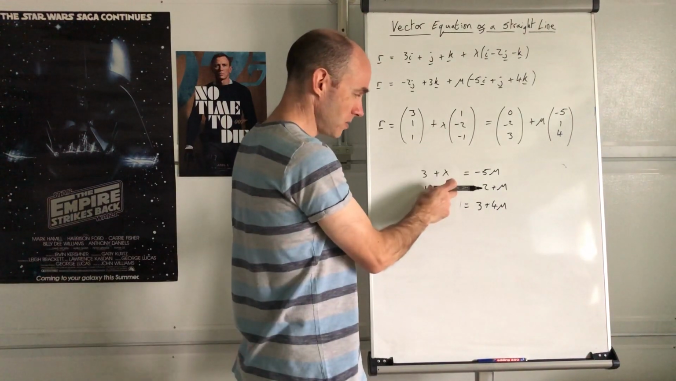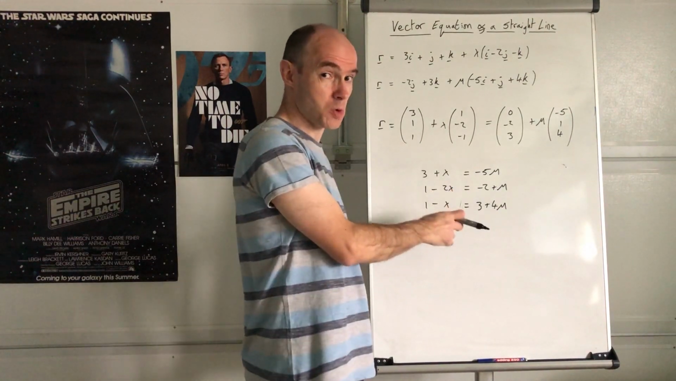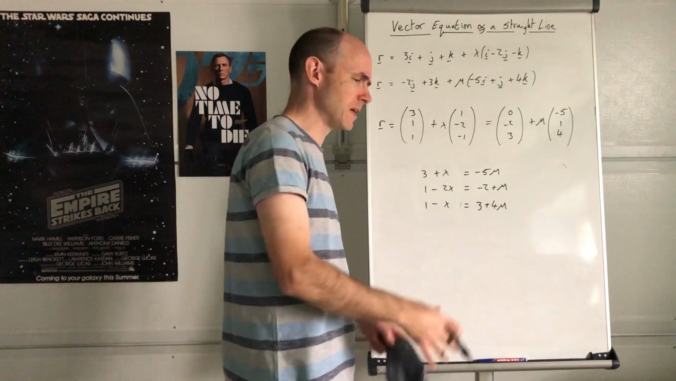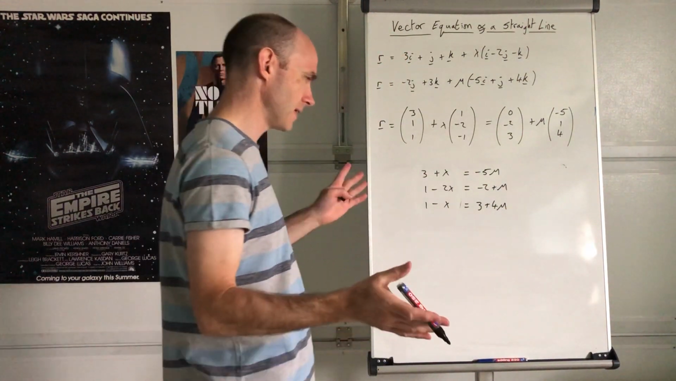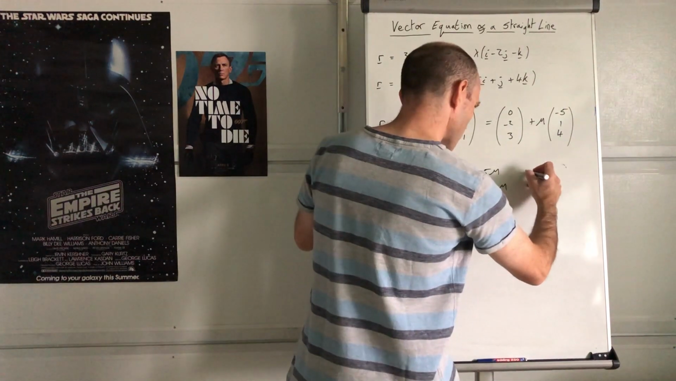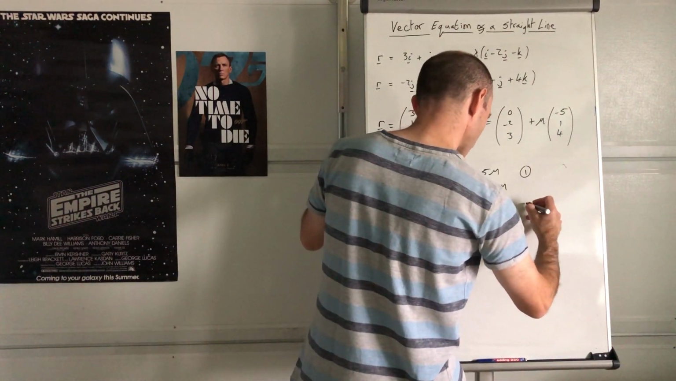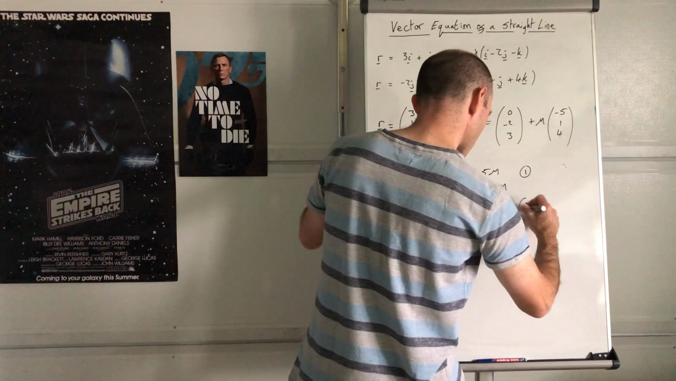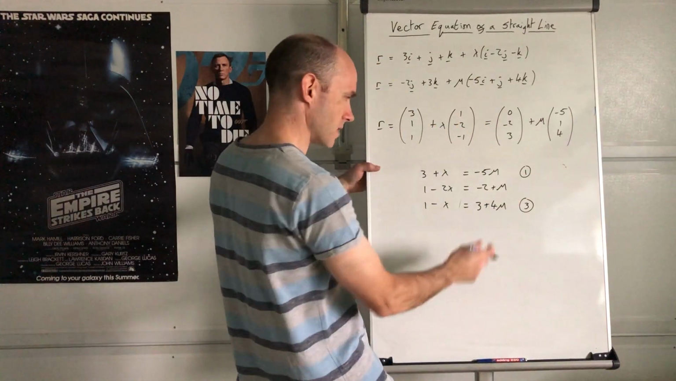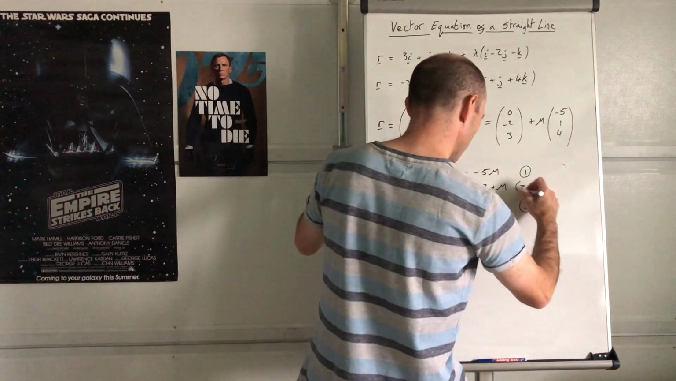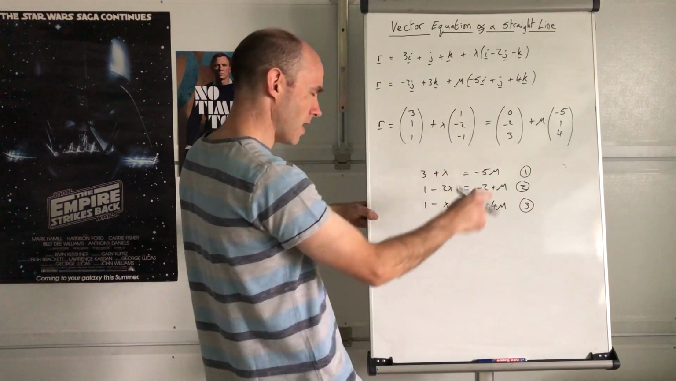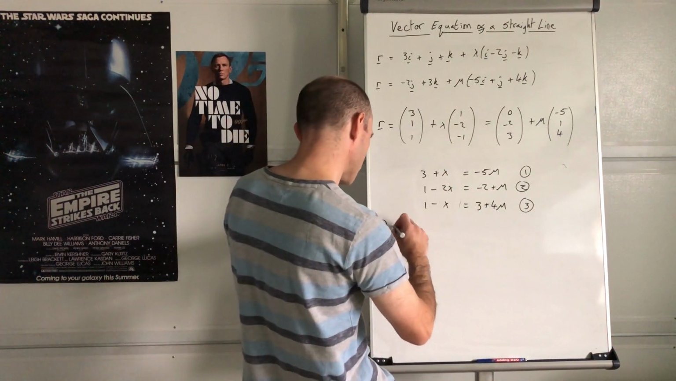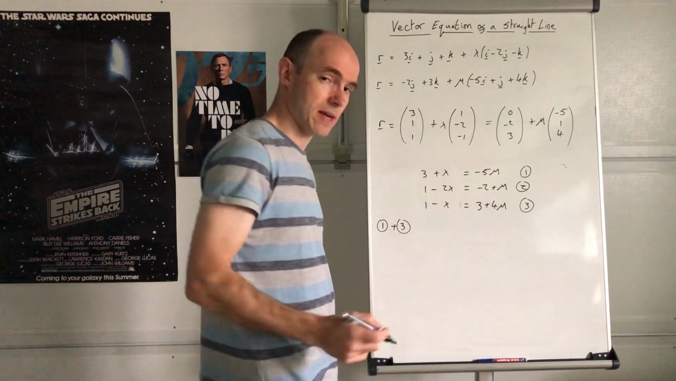You've got 2 unknowns. You only need 2 equations to solve 2 unknowns, don't you? So it's your choice. You choose which 2 equations to use. Okay, I'm going to use that one and that one there. I'm going to number them 1, 2 and 3. But I'm going to do equation 1 and 3, because I notice we've got lambda, negative lambda. I can very easily just add the 2 together, can't I, to eliminate the lambdas.